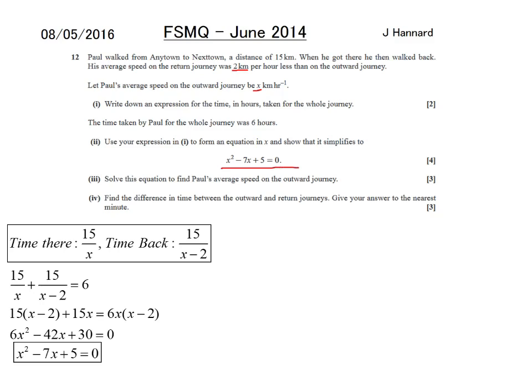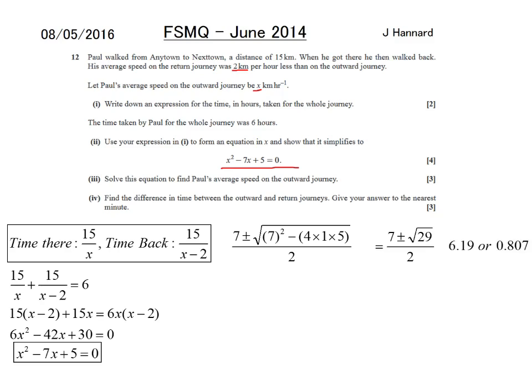Part 3, solve this equation to find Paul's average speed on his outward journey. So that doesn't factorise, we have to use the quadratic equation. And we get that, which is that. And then we shove that back into our equation, and we get 6.19 kilometres per hour.